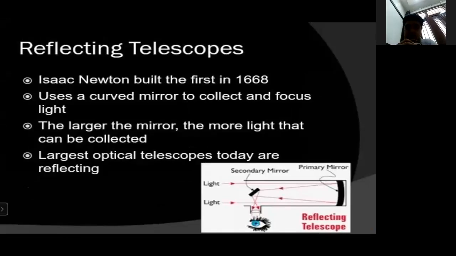Reflecting telescope. Isaac Newton built the first reflecting telescope in 1668. He used a curved mirror to collect and focus light. The larger the mirror, the more light the reflecting telescope can collect. The largest optical telescope today is a reflecting telescope.